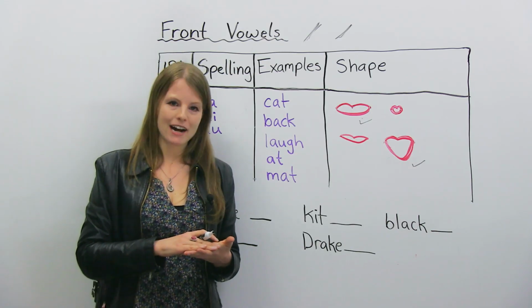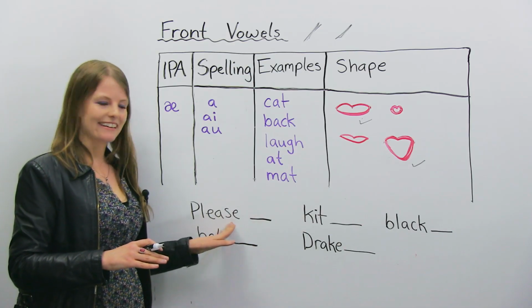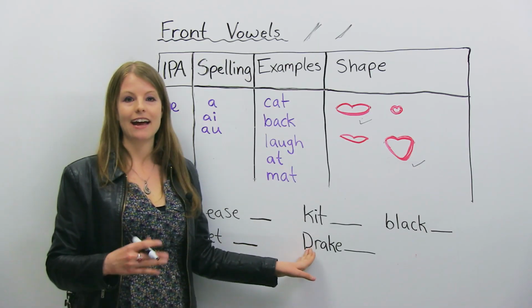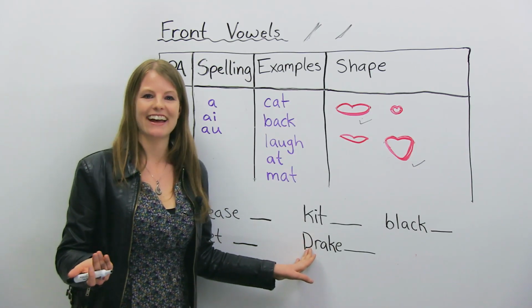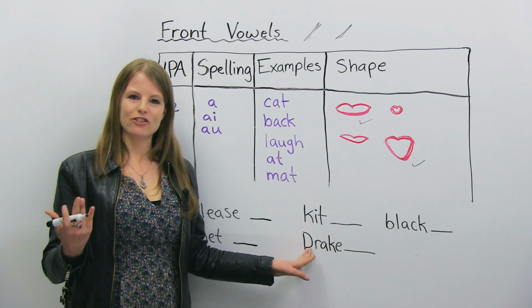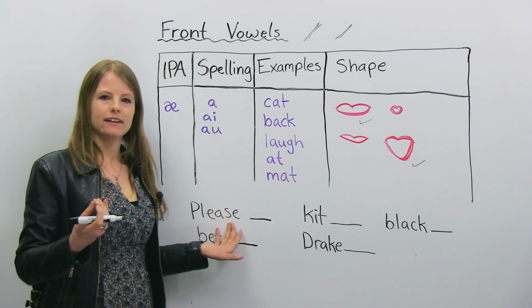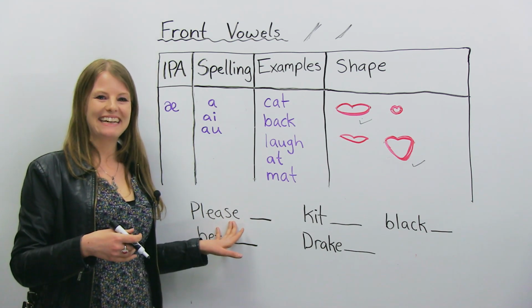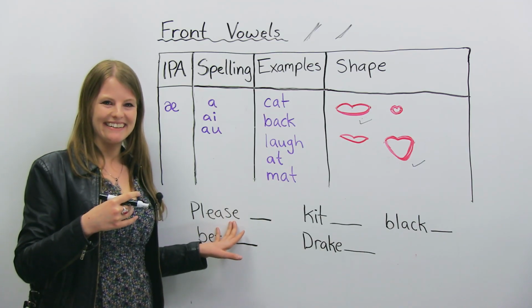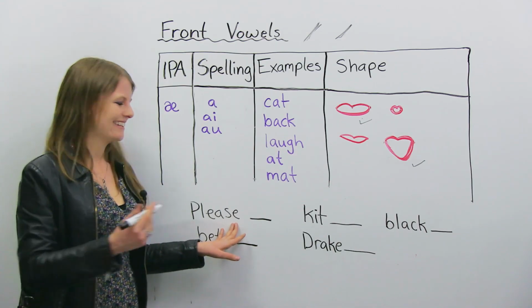So I want to do one more activity with you. I have here 5 words: please, kit, black, bet, and the singer Drake. These have the sounds we've learned today. I want you to think about which ones have which sounds. Okay, so let's look at the first word. Please, please. I have a smile at the end. Please. So this has the E sound. Please.